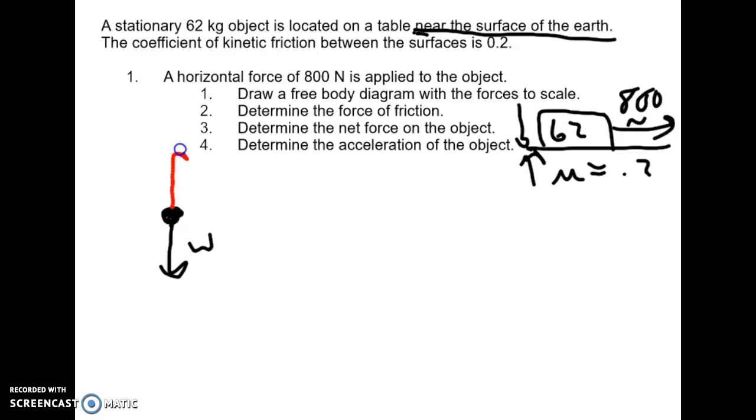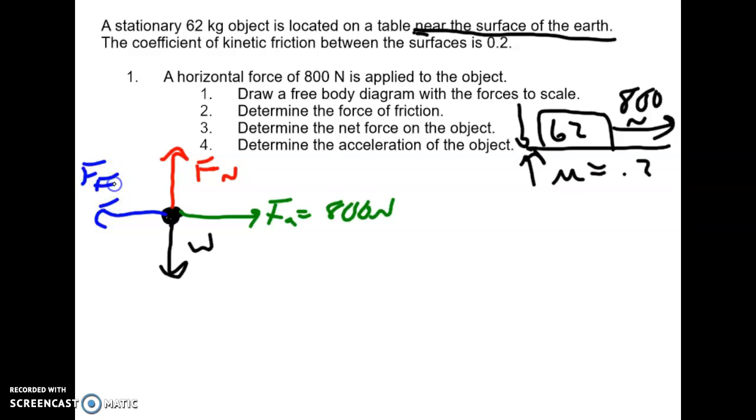So the next force we look at, which is equal and opposite to the weight, is going to be the normal force. Is there some push or pull acting on this object? The answer is yes. There's what we call an applied force, and we know that that applied force is equal to 800 newtons. And last but not least, we have our final force here, which goes opposite the direction of motion, which is called the force of friction.